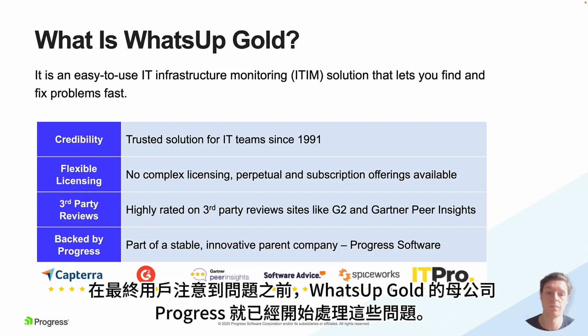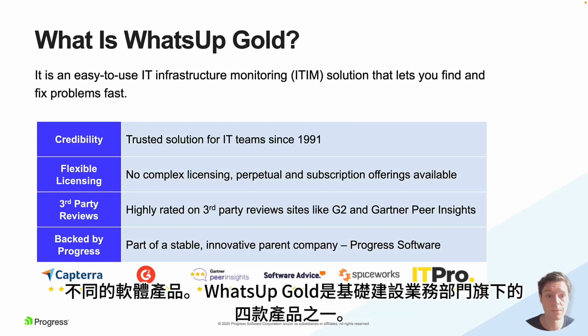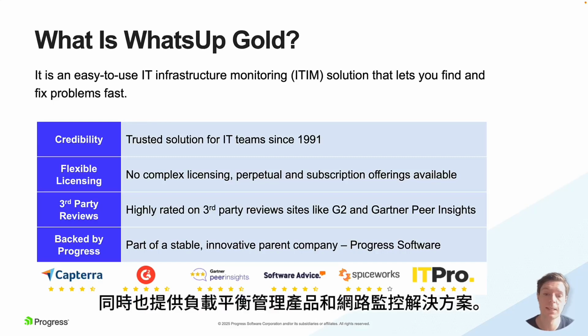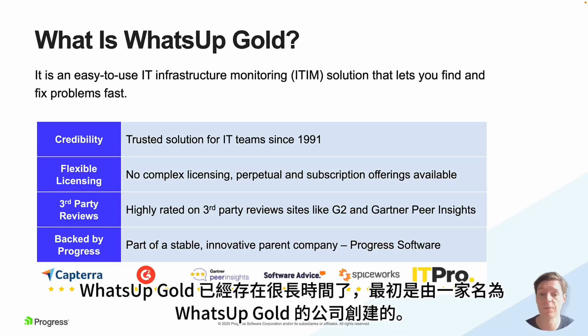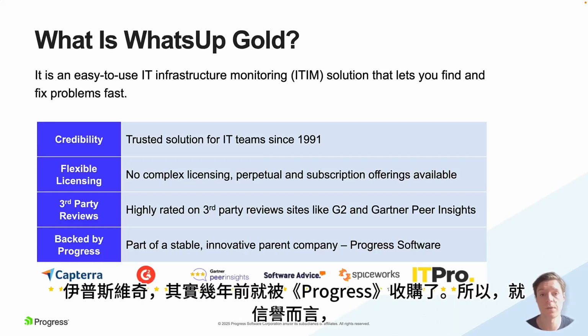WhatsUp Gold's parent company Progress offers many different software products. WhatsUp Gold is one of 4 within the infrastructure business unit, alongside products that manage load balancing as well as network monitoring solutions. WhatsUp Gold has been around for a long time and was originally created by a company called Ipswitch, which Progress actually acquired several years ago.